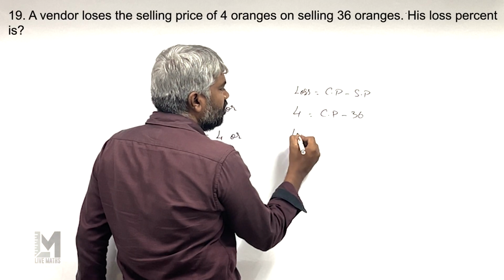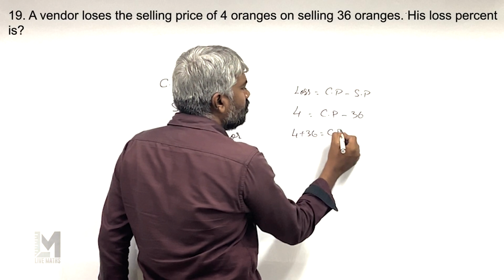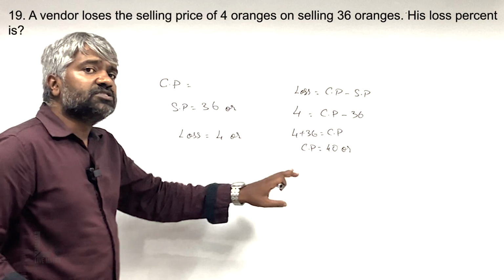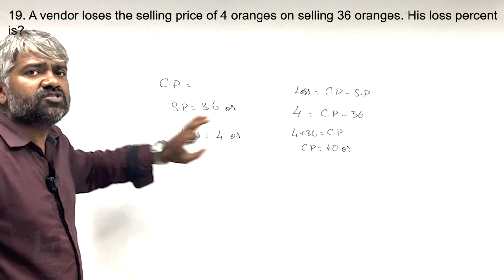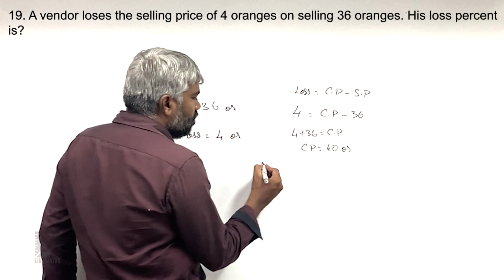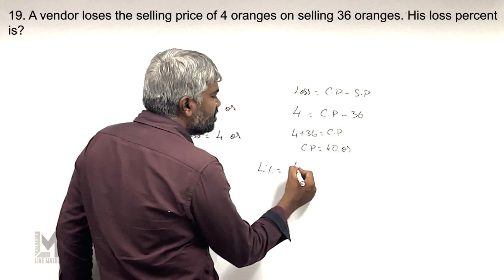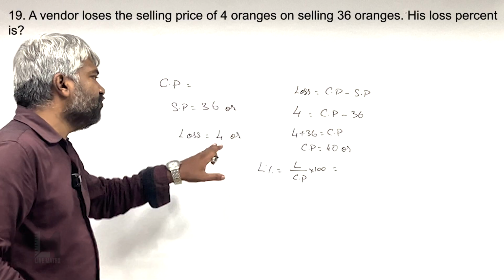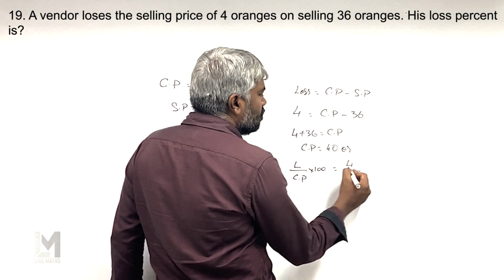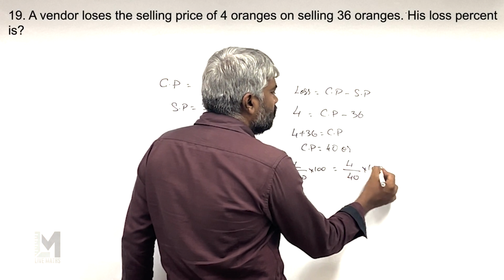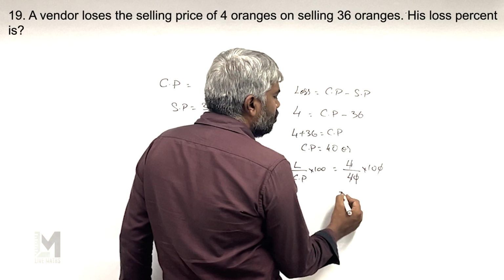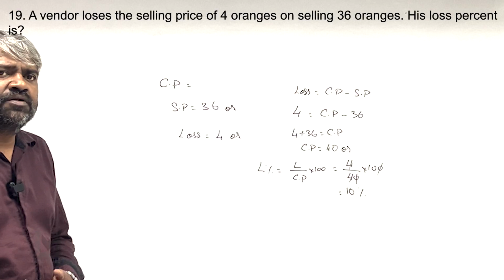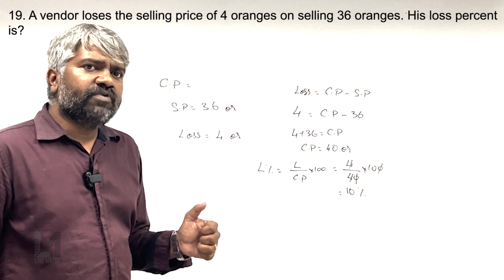So, bring this over here. 4 plus 36 is your cost price. So, the cost price of 40 oranges is equal to the selling price of 36 oranges. Now, we need to find the loss percentage. What is loss percentage? Loss by cost price into 100. How many oranges loss for you? Which is 4, whereas the cost price is 40, into 100, right? So, if you solve, you will get 10 percent. Therefore, the loss is 10 percent over here, right? I hope you are clear with this. Now, we will move to the next question.